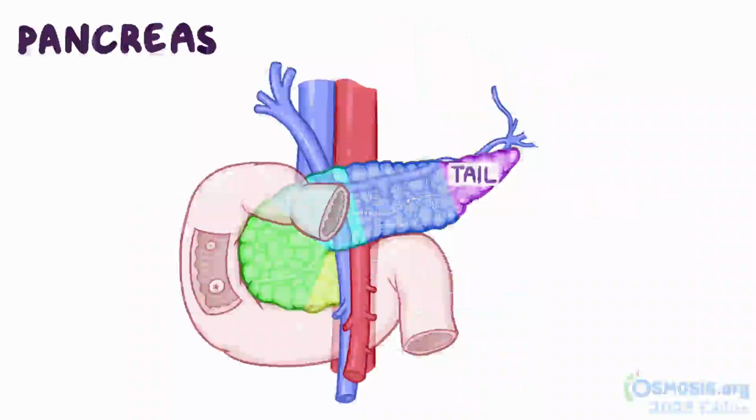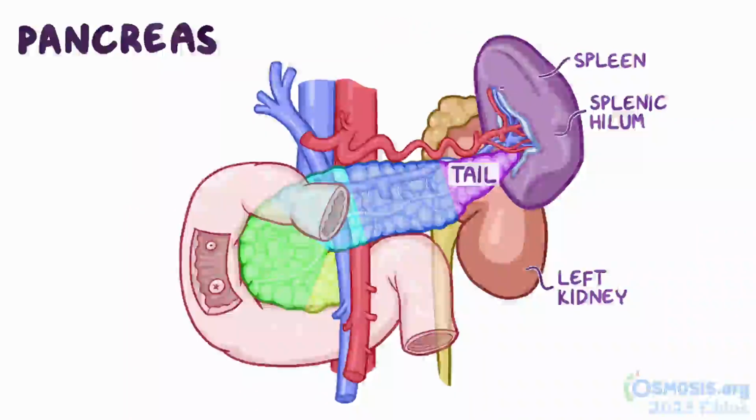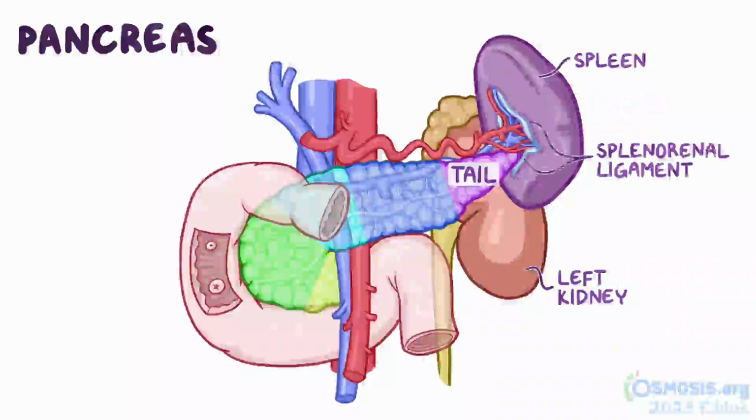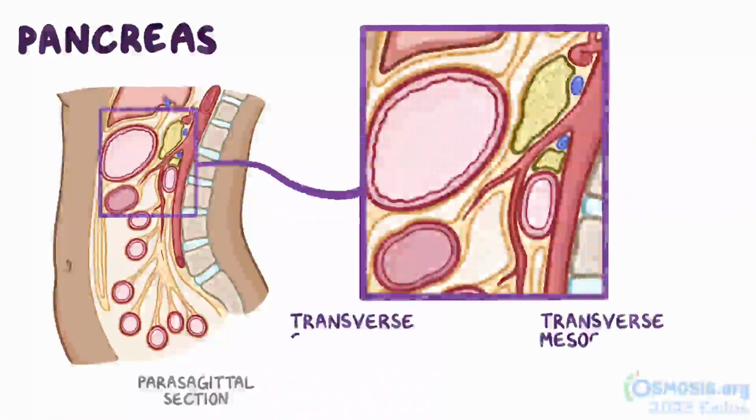Finally, the tail of the pancreas is anterior to the left kidney and medial to the spleen. It's closely related to the splenic hilum and is contained within the layers of the splenorenal ligament, alongside the splenic vessels, making the tail of the pancreas intraperitoneal. The transverse mesocolon also attaches to the anterior surface of the pancreas.